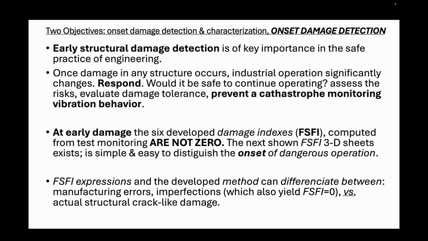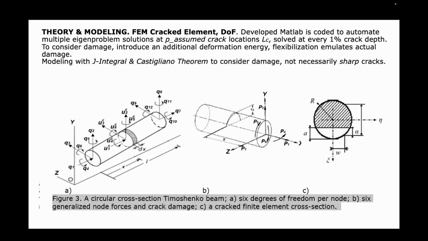So when I use this, early structural damage detection is important, because if you don't have any damage, then the surface is 0. There's nothing in there. And you can use the expression in order to see if you have 0 or not. There are 6 expressions. So you can use them in a statistical manner to get more information, to beef up the results. Here is the finite element that I use, 6 degrees of freedom.